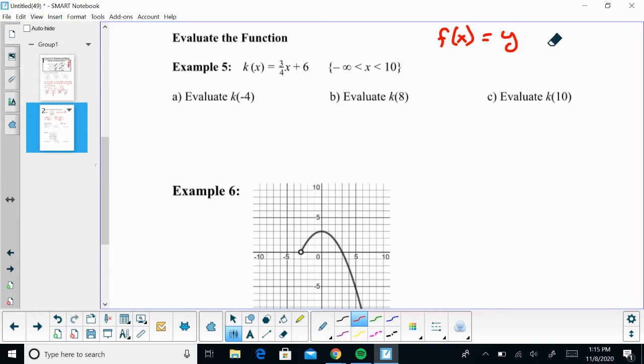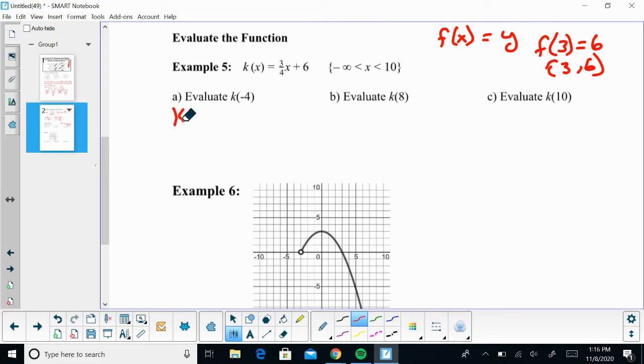And that if I had the point f(3) = 6, this was just a fancy point. This was the point (3, 6). It meant that my x value was 3 and my y value would be 6. So when we evaluate functions, they're going to give us a function, k of x, it looks like here, and then they're going to tell us to evaluate k of -4. Well, the -4 here is what I'm going to be using to replace my x.